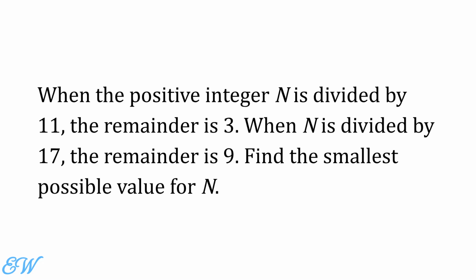Now let's try a very similar problem that will use the exact same method. So when the positive integer n is divided by 11, the remainder is 3. When n is divided by 17, the remainder is 9. Find the smallest possible value for n. I'll give you guys some time to do this question by yourself.